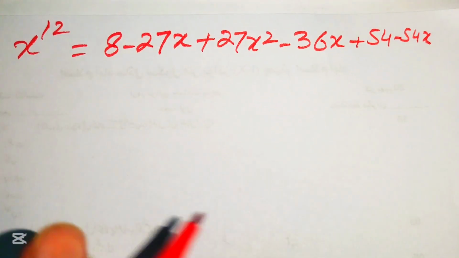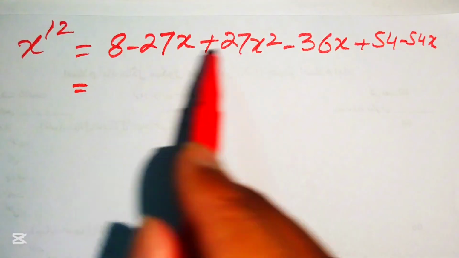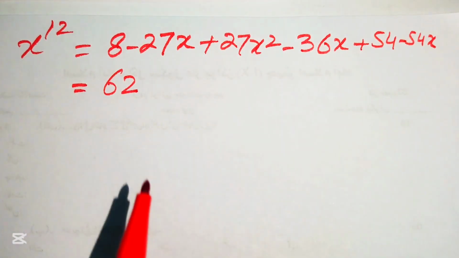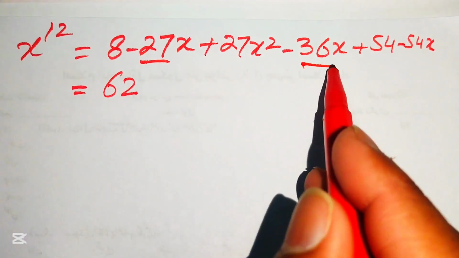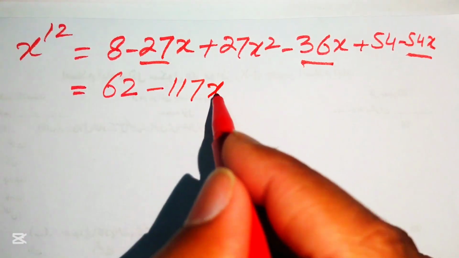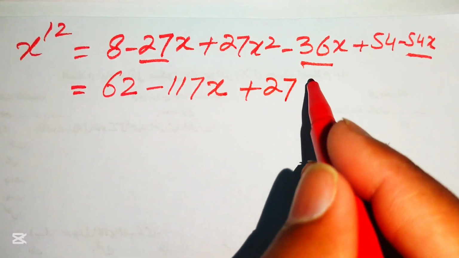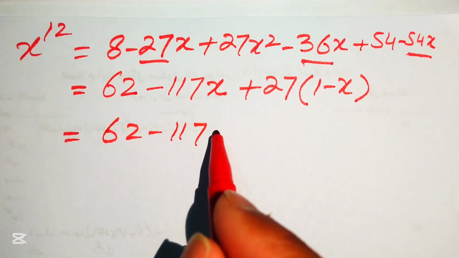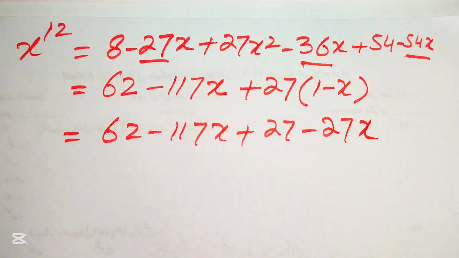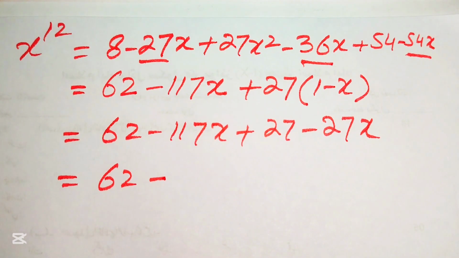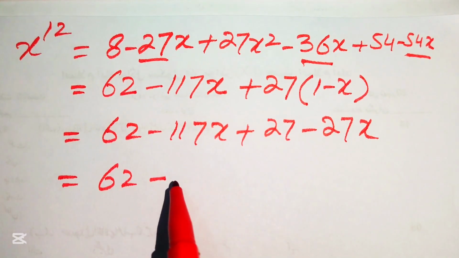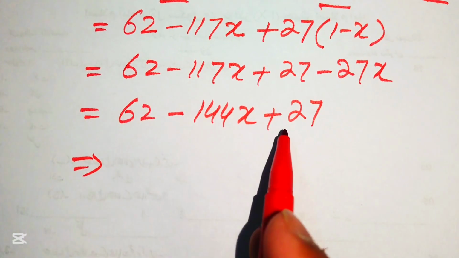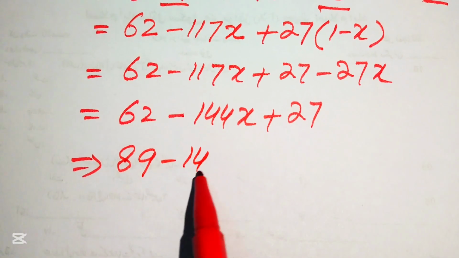Okay, so here further we need to add or subtract the like terms. So we have 8 plus 54 equals 62, and this minus 27x and minus 36x and minus 54x, so when you add these three terms, it equals minus 117x. So we have the remaining term 27x squared. We again substitute x squared equals 1 minus x, and it will be written as 62 minus 117x plus 27 minus 27x. So it will be written as 62 minus, we have 117 and 27, equals 144x, plus 27. So here we back substitute the value of x, and now we add 62 plus 27. It equals 89 minus 144 into x.